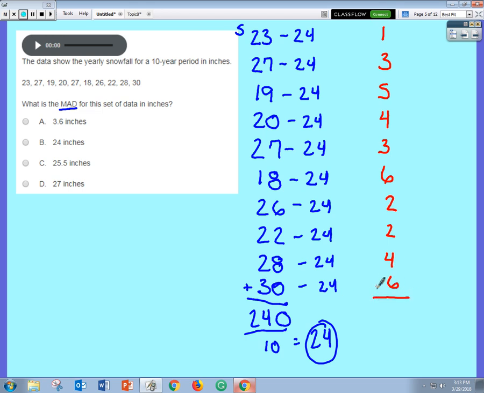Now, I need to add all these together. Let's see if I can do a better job adding these. 6 and 4 is 10. 12, 14, 20, 27, 30. I get 36. I now divide that by, I added 10 differences. That gives me the MAD is 3 and 6/10 inches.